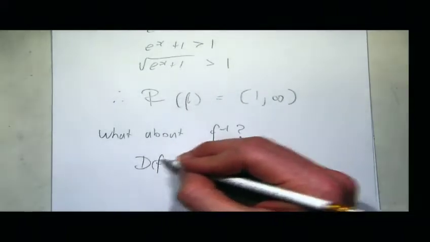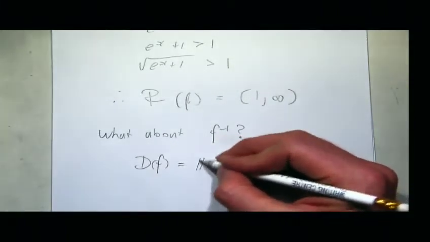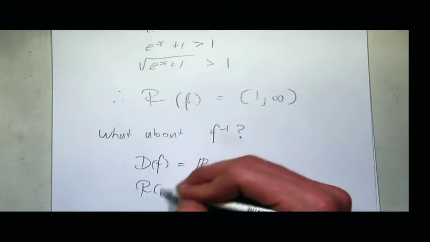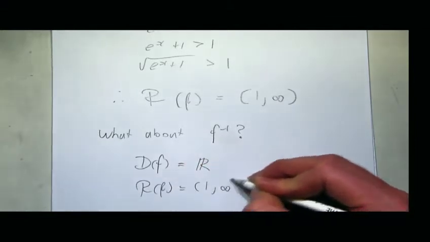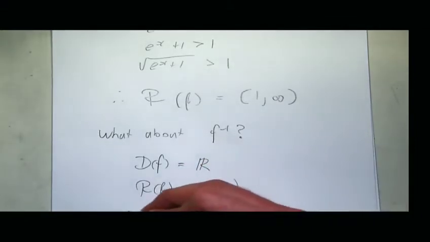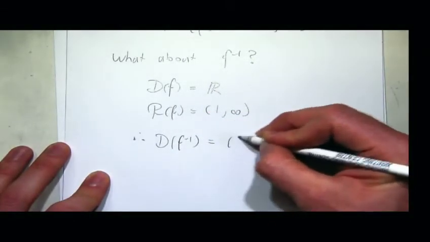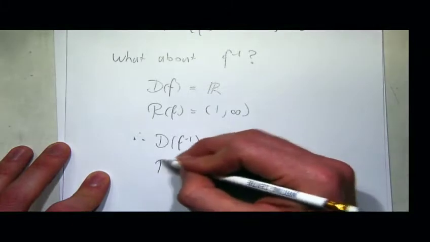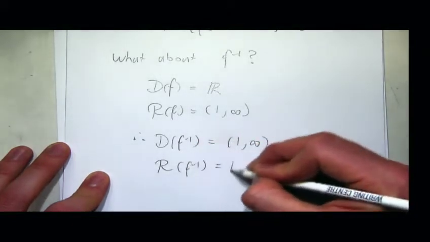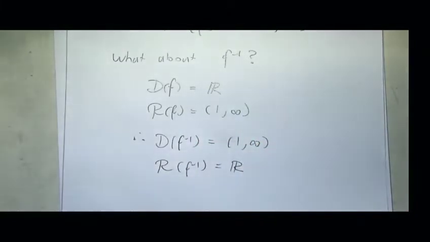If you've already found the domain and range of your original function, you just switch them up. So I had the domain of f was the whole of the real line. The range of f was from 1 to infinity. So therefore, the domain of f inverse must be the range of f, and the range of f inverse must be the domain of f. Just switch them up.